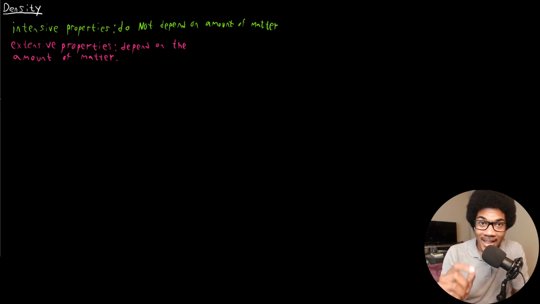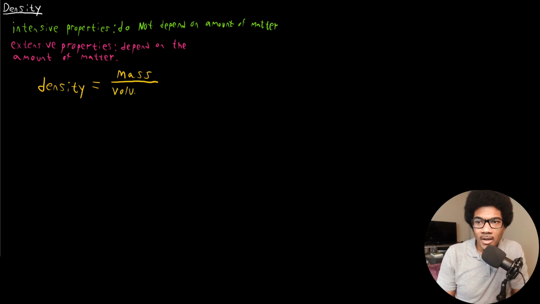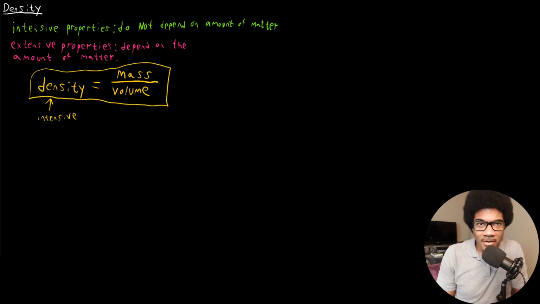One way that you can create an intensive property from extensive properties is to take the ratio of two extensive properties. And this is how we get to the definition of density. Density is defined as the mass of a substance over the volume of a substance. These are two extensive properties. Mass and volume both change with respect to the amount of matter that you have. When you take a ratio between those two, you get density, which is an intensive property. So density is intensive, and it's built as a ratio of two extensive properties. This is the general definition of density.